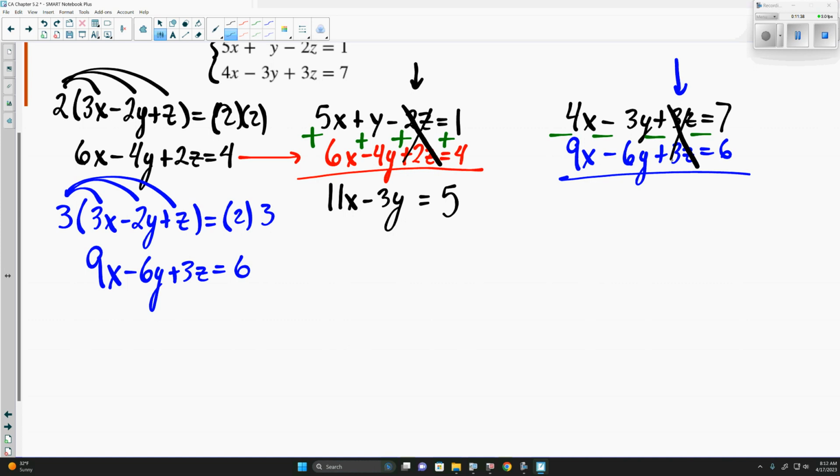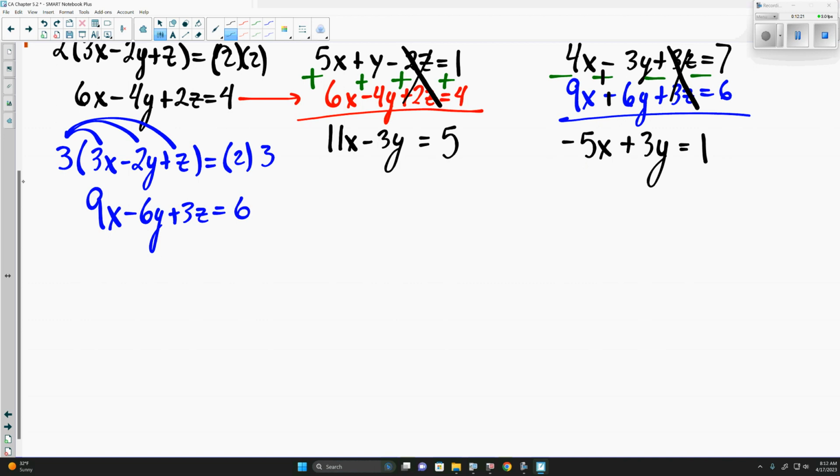We can do the same thing with the rest, going and subtracting. 4x minus 9x. 4 minus 9 is going to give us negative 5. 3y minus negative 6y. The negative and negative would make a plus. Negative 3 plus 6y is going to be plus 3y. And as we've seen already, 3z minus 3z is indeed 0. And lastly, 7 minus 6 is 1. So we've taken 3 equations with 3 variables. Now we have 2 equations with 2 variables. Now we want to do this again to get 1 equation with 1 variable.